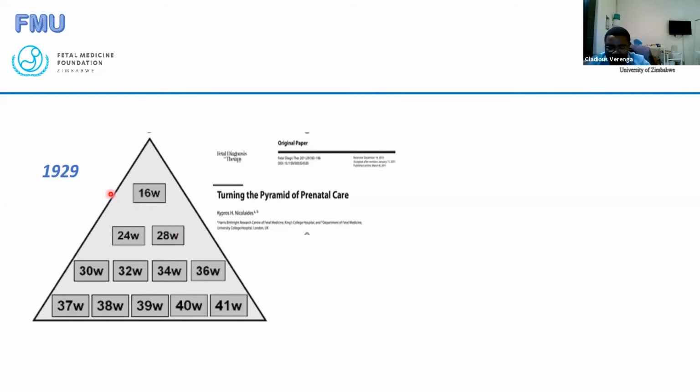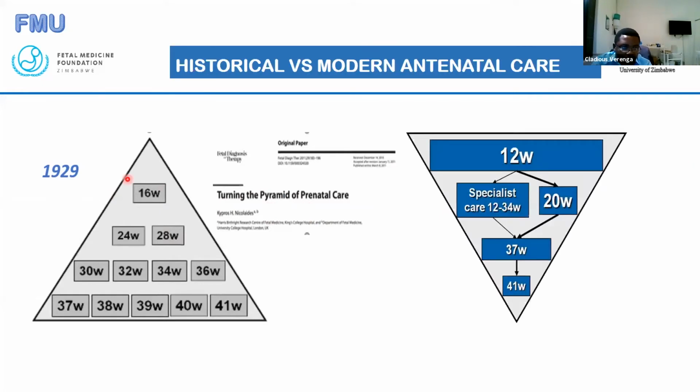So Professor Kypros Nicolaides, in the 90s and 2000, started presenting on the turning of the pyramid of care, because he had discovered that it was possible to start screening for pregnancy complications as early as 12 weeks by doing an ultrasound scan and measuring the fluid behind the baby's neck. So what does this mean? That means instead of women coming for the very first time at 16 weeks, women should now come for their very first antenatal care at a minimum of 12 weeks or even earlier, so that their pregnancy can be accurately dated and they come at the right time, at 12 weeks.